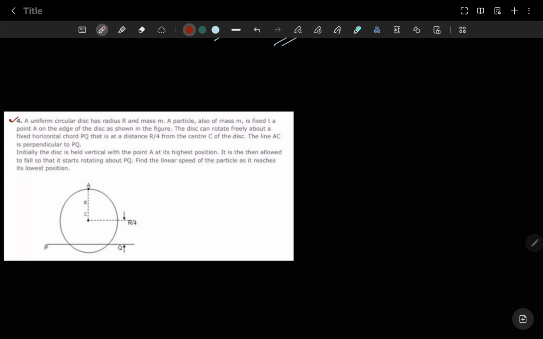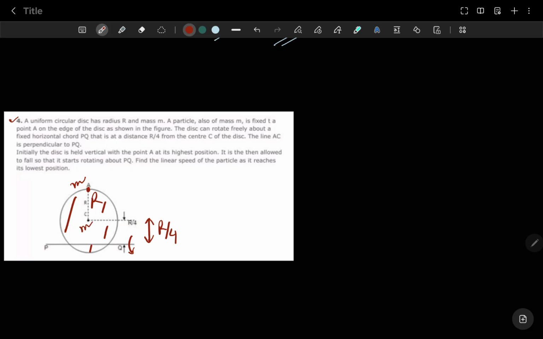Okay, so it is given that here is a particle, this is a disc. Okay, a particle is attached to the disc and the whole system is rotating about this axis. Now this distance is r by 4. The whole system is rotating about this chord PQ. Now this is r by 4 and the radius of the disc is r. So the mass of this point particle is m, so is the mass of the disc.